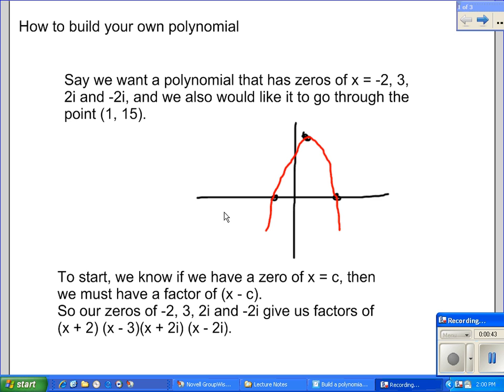To start, we know that if we have a zero of x equals c, then we must have a factor of x subtract c. This is true whether c is a real number or a non-real number. So our zeros, -2, 3, 2i, and -2i, give us factors of x plus 2, x subtract 3, x plus 2i, and x subtract 2i. So I've got 4 zeros and 4 factors.